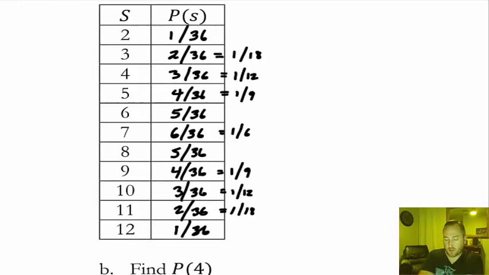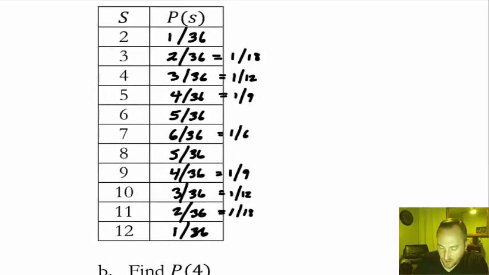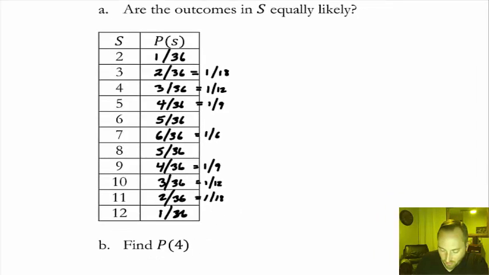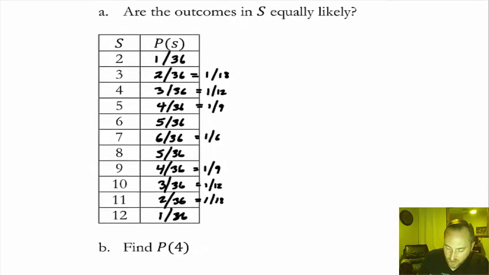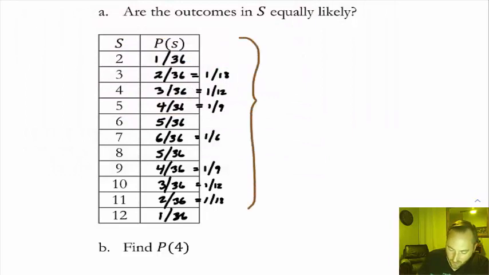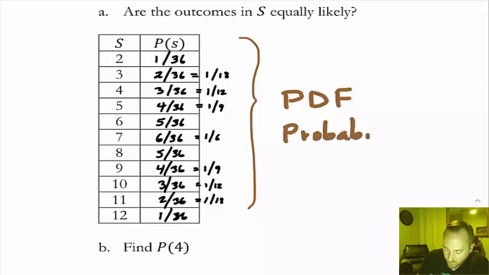There are probably going to be some questions that ask you to simplify these, and then maybe others that ask you to turn it into a decimal format. But we're going to use this filled out table here, and this is called a probability distribution function. This is going to be important later. So I'm going to highlight this, and we're going to call it a PDF: probability distribution function.